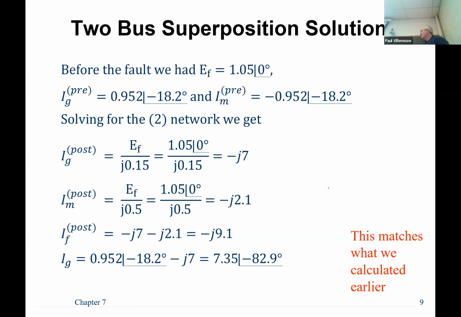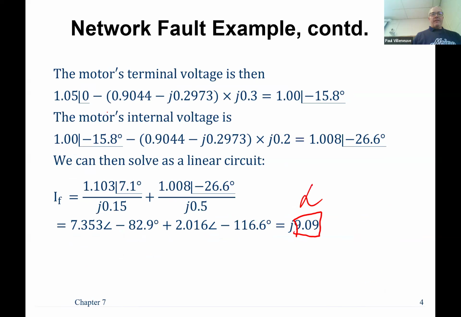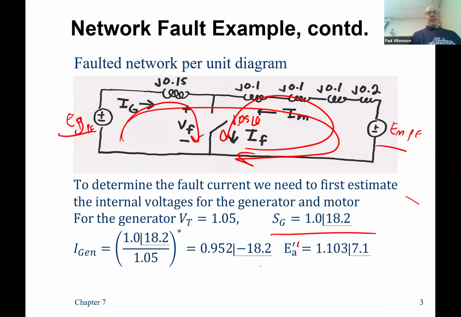Now, and this is the nice thing, I can actually calculate the current after the fault has occurred in the generator: 7.53 at an angle of minus 82.9. I didn't calculate the motor. Go ahead, B. How do you find the pre-fault current? The pre-fault current is here. Remember the load? This is the load, so that's the current right there.